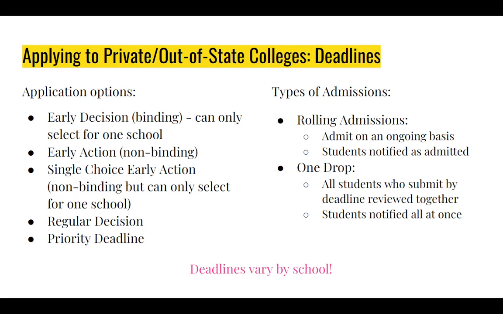You can do early action with more than one school, and you'll find out early if you got in or not. Then there's a regular decision and a priority deadline. Some schools will have a priority deadline of like December, January, February, and then you can still apply after the priority deadline. However, you won't be eligible for some of their scholarships. So if a school lists a priority deadline, you want to meet that priority deadline.